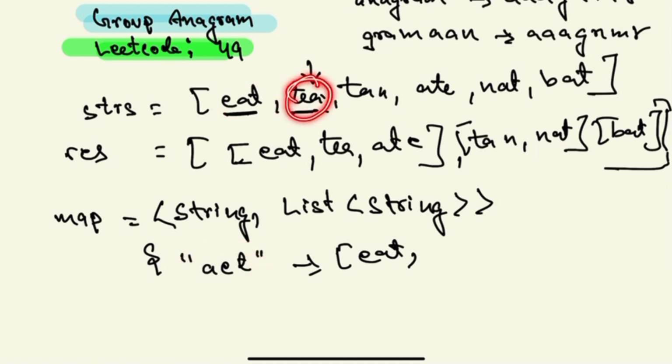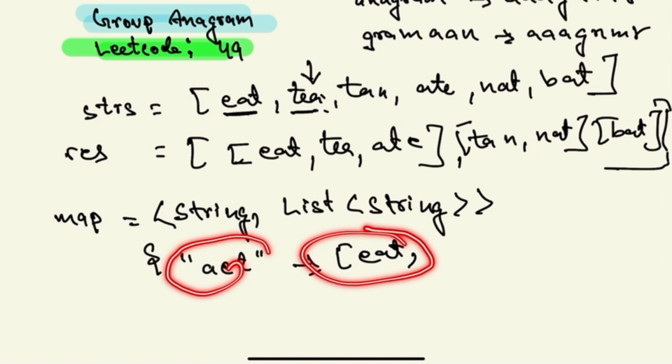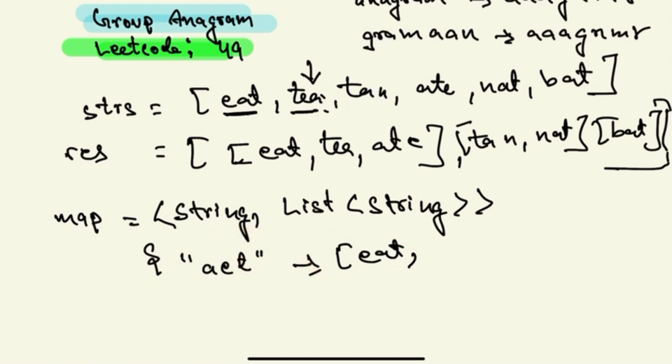Once you get the same key, you will pull out the list with that key from the map, and then we can add tea in the same list. So now this list will have tea. Similarly we'll do for tan. For tan the key would be ANT, and then again we'll form a list and add tan. Now we'll move to the next word which is ate. Again it will form a key AET and then we'll add ate here.